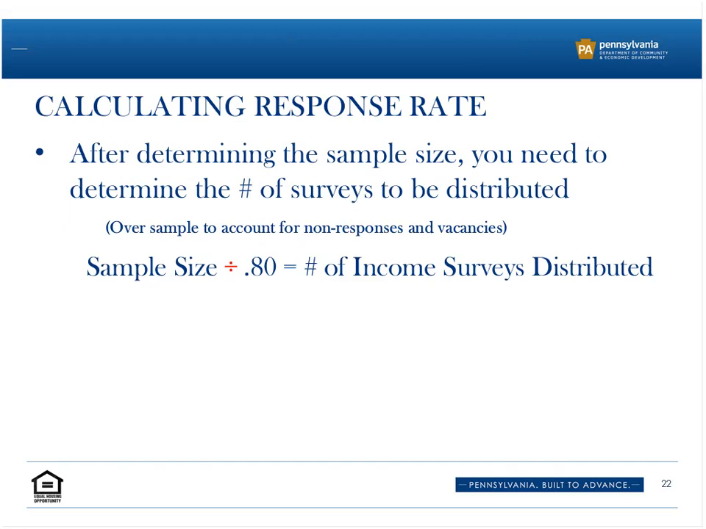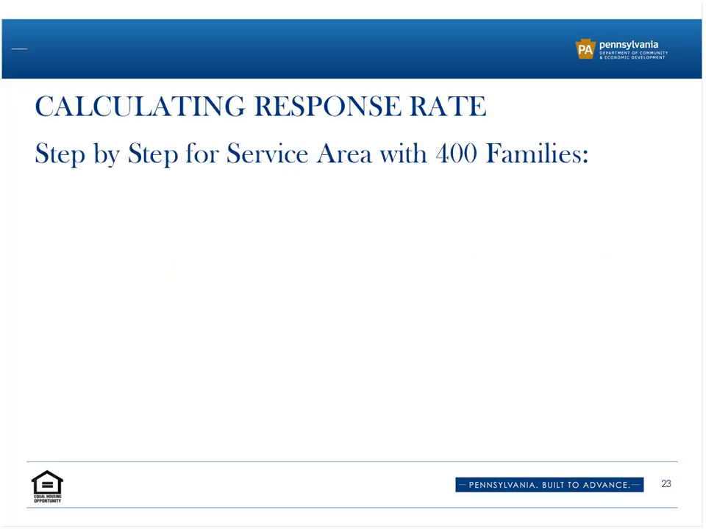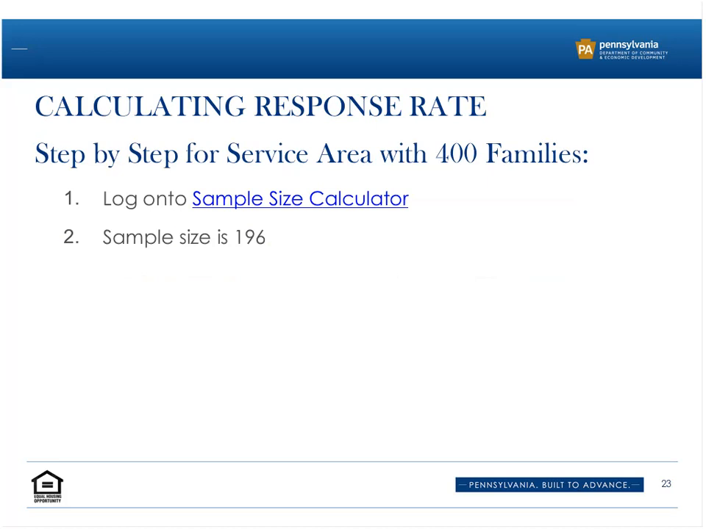Again, just going over how to calculate how many income surveys need to be distributed. You'll take your sample size, divide that by 80% or 0.80, and that'll equal the number of income surveys to be distributed, either through mail, door-to-door, or telephone. And again, that's to account for your non-responses and any vacancies that might occur in there. This piece is not new.